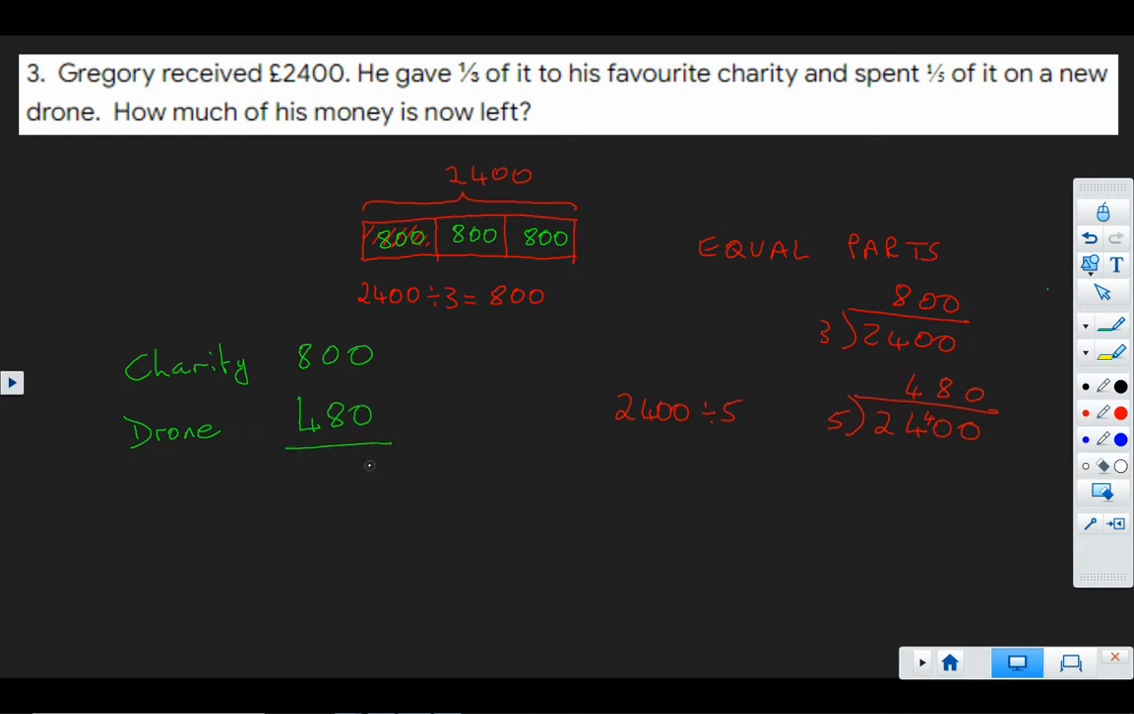So how much have we spent in total? Let's add that up. 4 and 8, 2, 1. So we've spent 1,280. We're asked how much money is left.